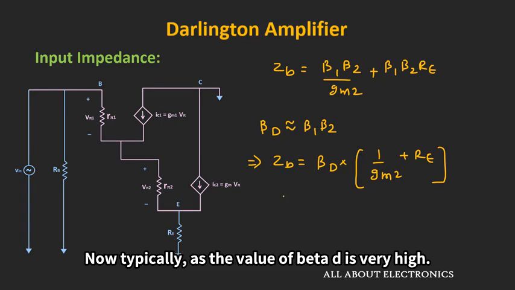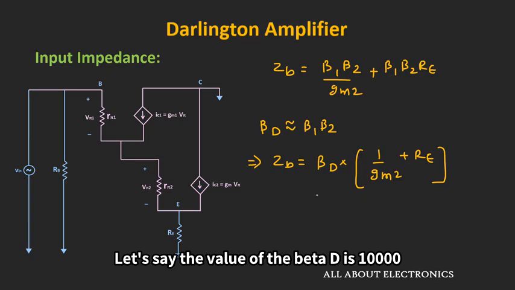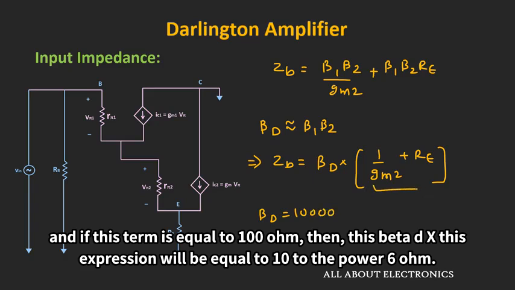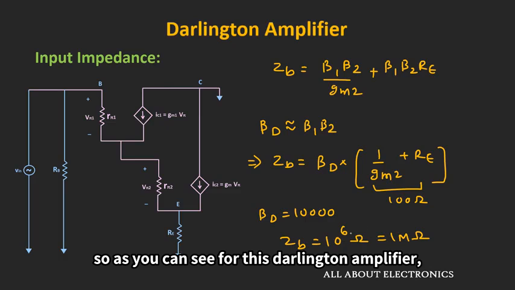Now typically, as the value of this beta D is very high, the base resistance of this Darlington amplifier is also very high. Let's say the value of the beta D is 10,000. And if this term is equal to 100 ohm, then this beta D times this expression will be equal to 10 to the power 6 ohm. Or we can say that it is equal to 1 mega ohm. So as you can see, for this Darlington amplifier, the value of the base resistance is very high.